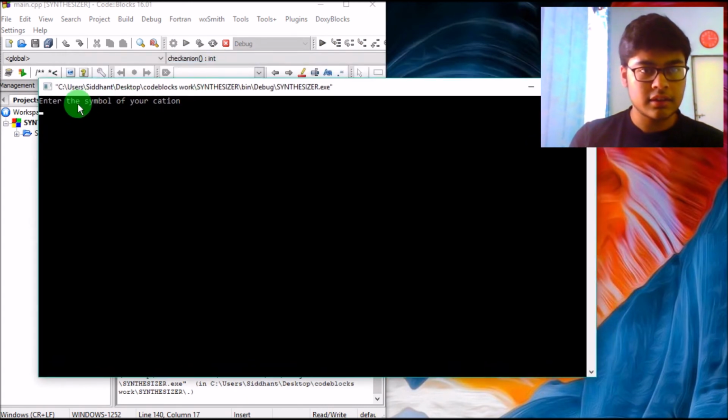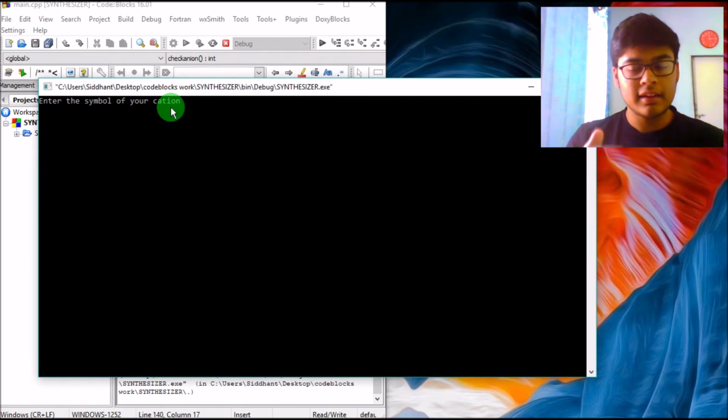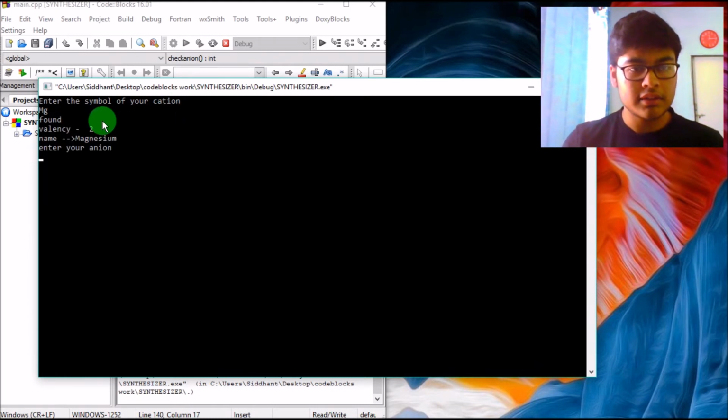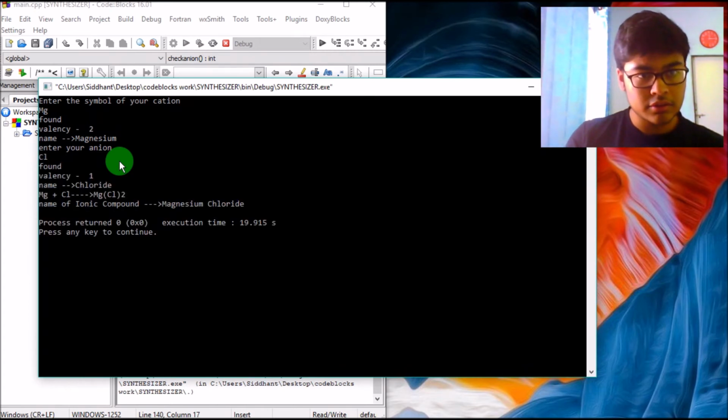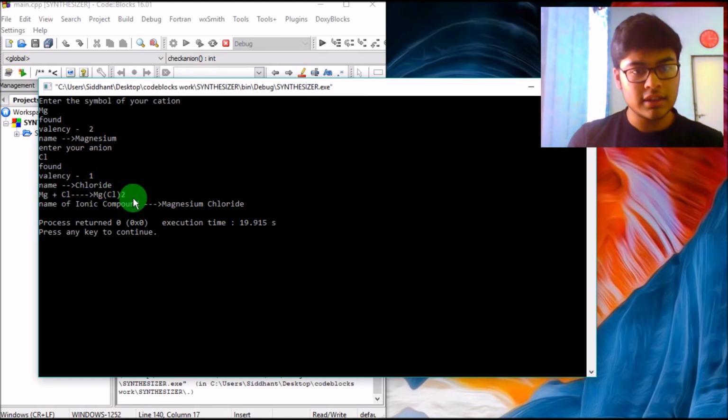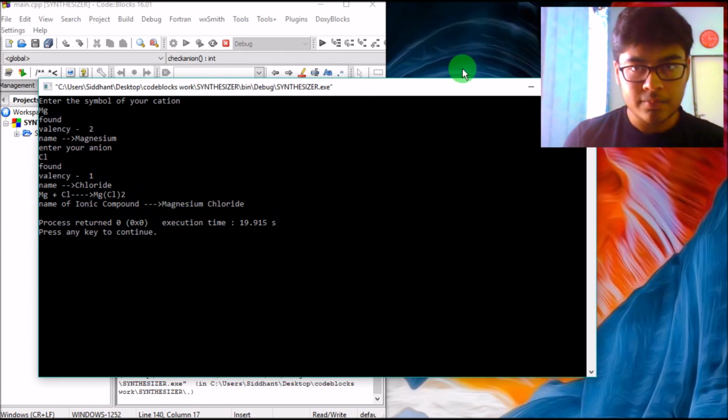Here it says enter the symbol of your cation. A cation is simply a metal losing its electrons. Suppose we had magnesium. It says it's found and its valency is 2, as we saw, and it says enter your anion. Let's enter chlorine. We get valency 1, name chloride, and when they combine they form MgCl2, as we saw, and the name of the ionic compound is magnesium chloride.